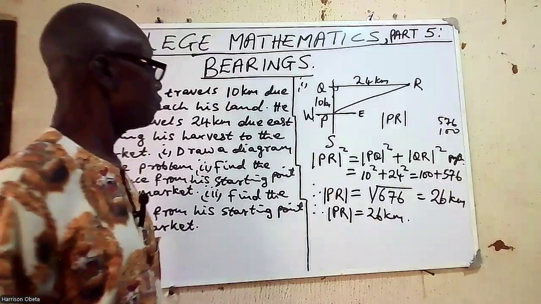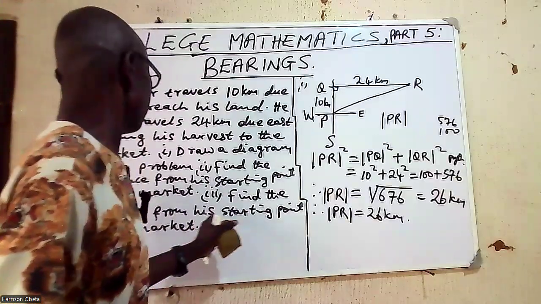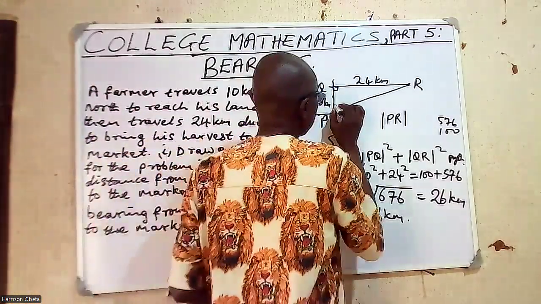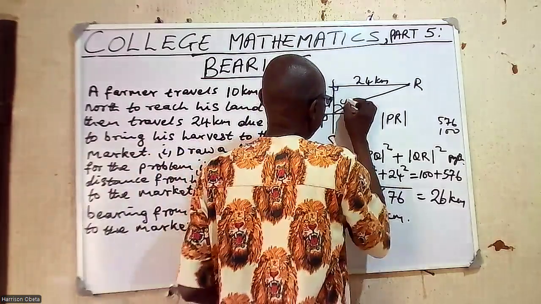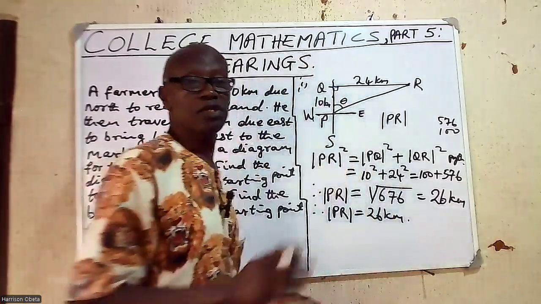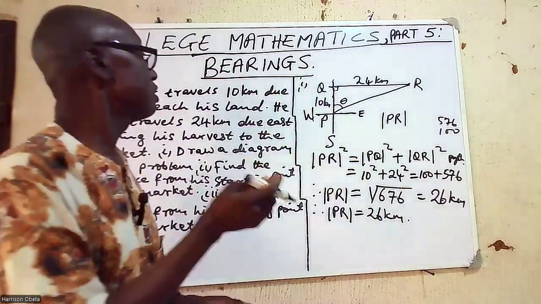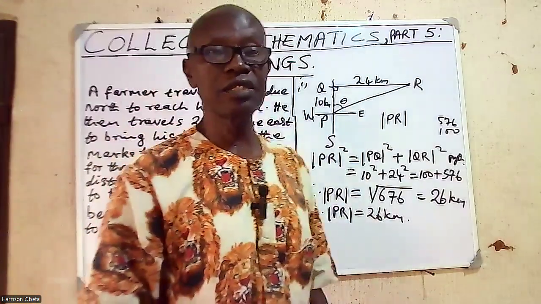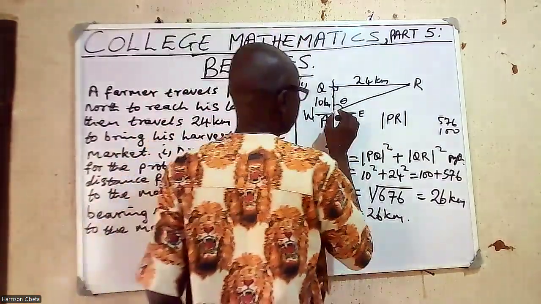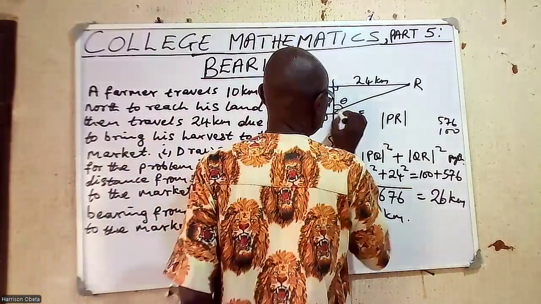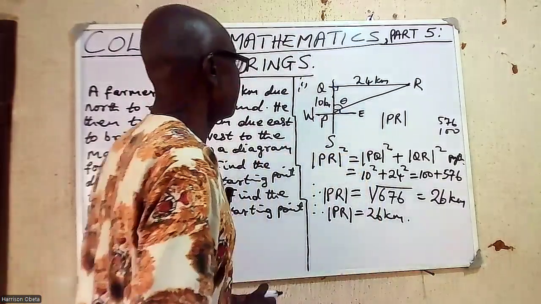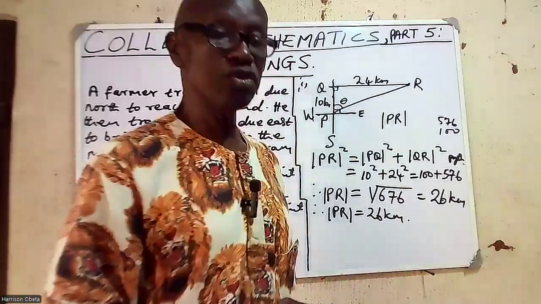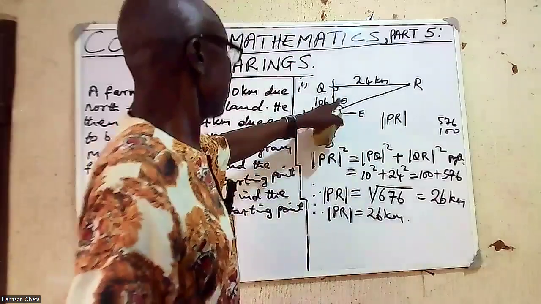Now, the next thing is for us to find the bearing from his starting point to the market. The bearing should be this angle. I remember that when you are talking of bearing, it's always clockwise. So the bearing is this particular angle. In other words, we have to calculate that. But also remember that the whole of this is 90 degrees. So in order to continue, we have to find this.